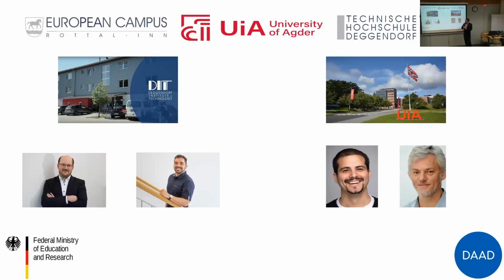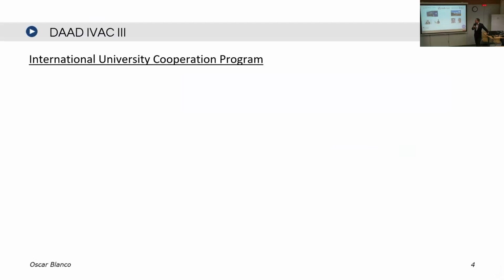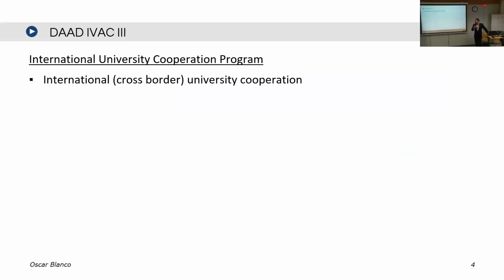So this is an international collaborative project that was financed directly from the Federal Ministry of Education and Research through cooperation with the German Academic Exchange Service. Basically, the way that this program works is that it is an international university cooperation program. The goal was to bring two universities together and try to create a teaching opportunity that can include students from different programs in different universities in different countries. So the key is that this was an international or cross-border university cooperation, not something within a singular country.